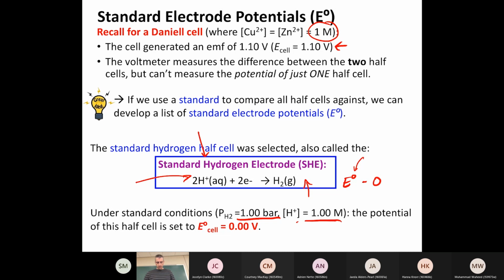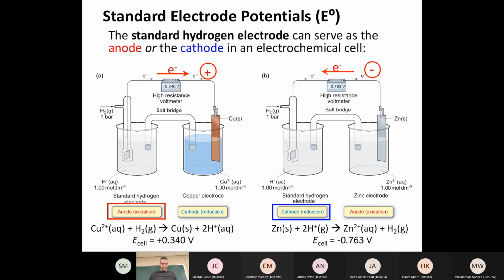So this is only true when the gas pressure you're bubbling in is 1 bar and the hydrogen ion concentration is 1 molar. Okay, so we come up with a potential for just the half cell, which is kind of an oxymoron because you can't have a potential difference with one half reaction. And then you hook that up.